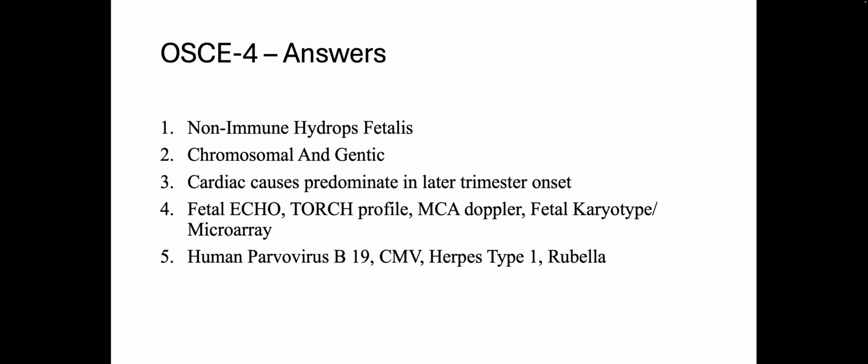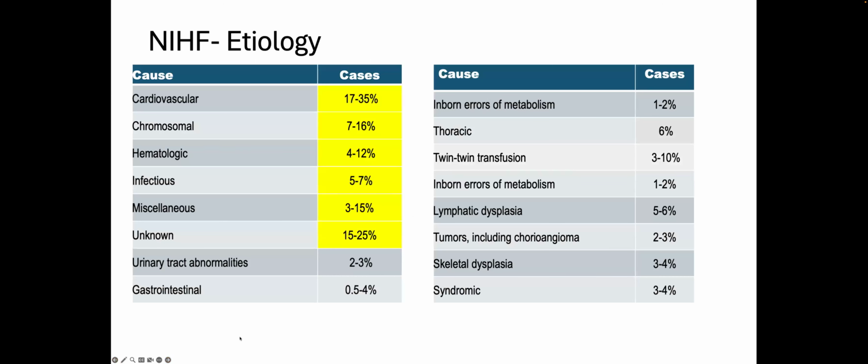So grossly, we are looking at infective causes, cardiac causes, non-immune anemic causes, and chromosomal causes. Some of the infective viral causes which may cause non-immune hydrops are B19 parvovirus, CMV, herpes type 1, and rubella. So you can see these are the non-immune hydrops fetalis etiologies. As I was telling, the cardiovascular is dominant, then chromosomal, hematological, infectious, and miscellaneous.